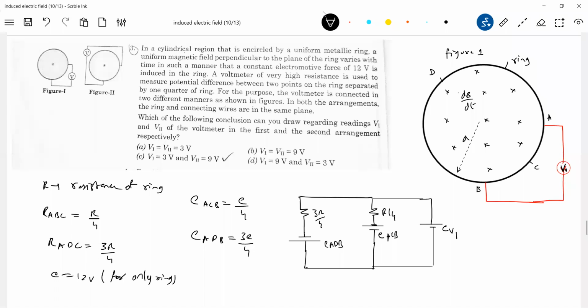No EMF should be induced in the loop, no? So what should be the value of EV1? EV1 should be E by 4, equal to EACB. The magnitude of EV1 should be equal to EACB. So what is EACB? It should be equal to E by 4. And this is equal to how much? 12 by 4, 3 volt.